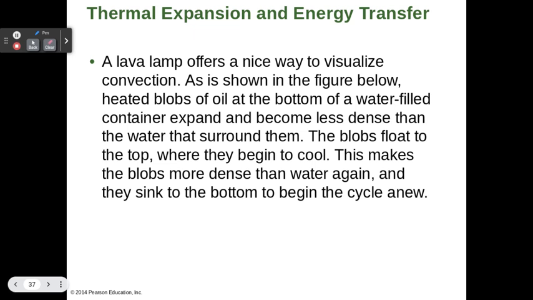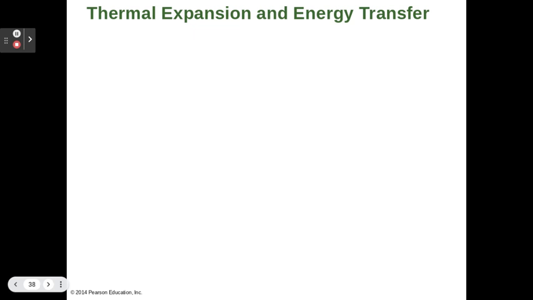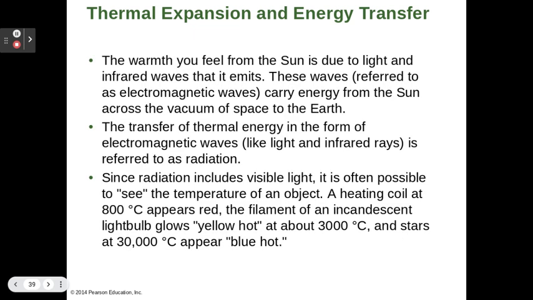So a lava lamp offers a nice visualization of convection because it is the actual moving. When it heats up, that heated blob of oil at the bottom expands and becomes less dense, and so it circulates up and around. So that's a good visual of convection. And I think those are just diagrams that for some reason aren't showing up.